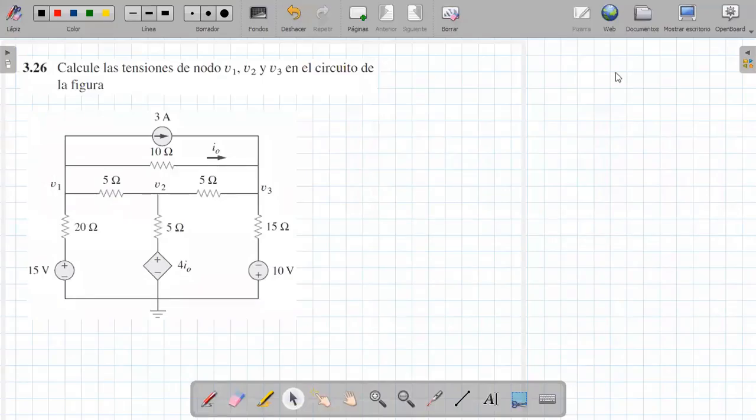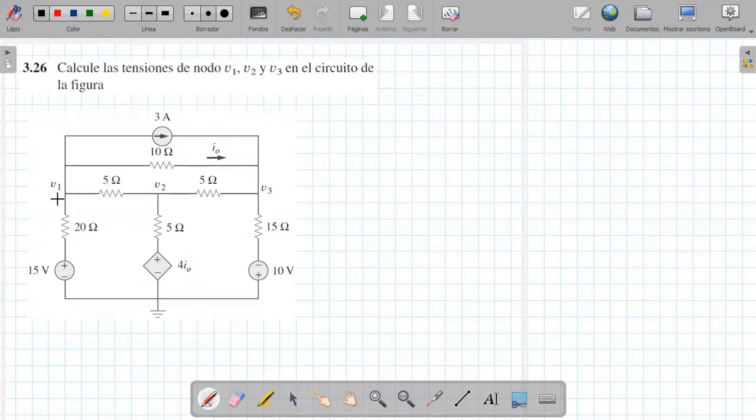Good morning, colleagues. Today we are going to solve exercise 3.26 from the book Fundamentals of Electric Circuits. In this exercise they ask me to determine the voltages V1, V2 and V3 by applying node analysis. The first thing I am going to do is look here.